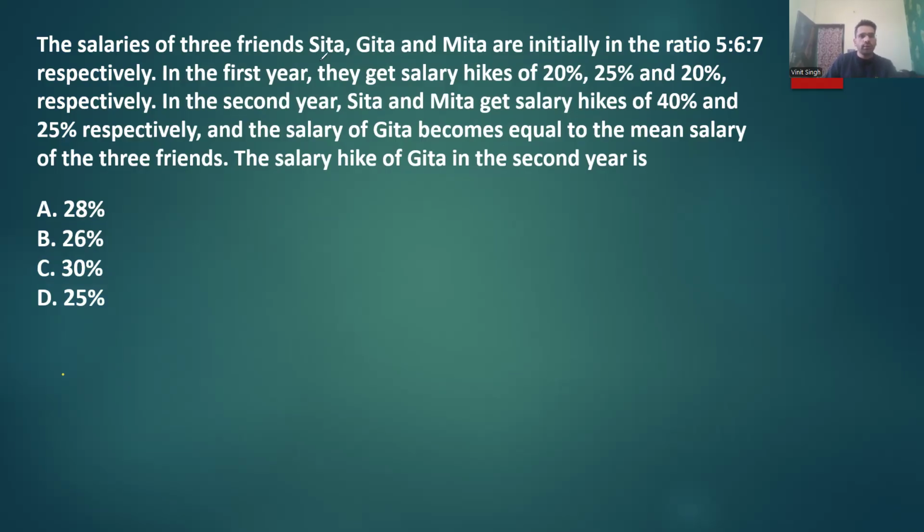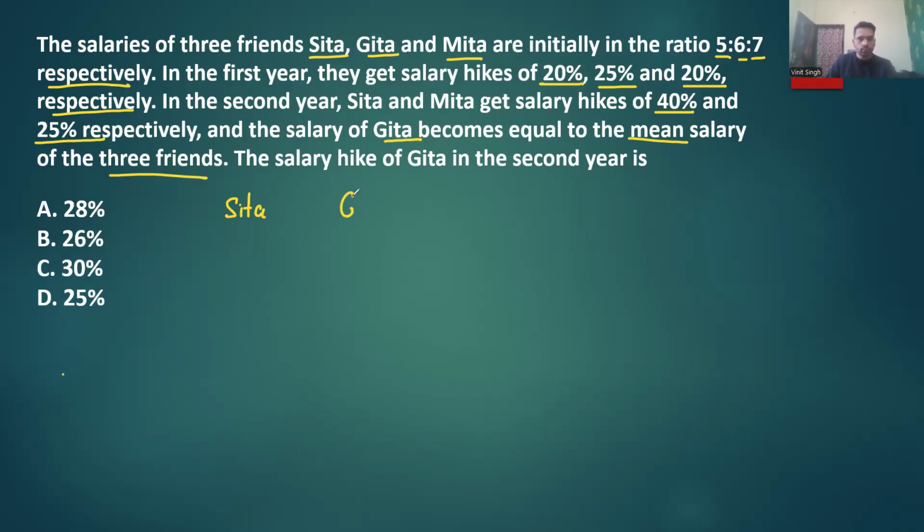The salaries of three friends Sita, Geeta, Meeta are initially in the ratio 5, 6, 7 respectively. In the first year, they get a salary hike of 20%, 25% and 20% respectively. In the second year, Sita and Meeta get a salary hike of 40% and 25% respectively, and the salary of Geeta becomes equal to the mean salary, the average salary of the three friends. The salary hike of Geeta in the second year is: how much hike Geeta will get in the second year, you have to find.